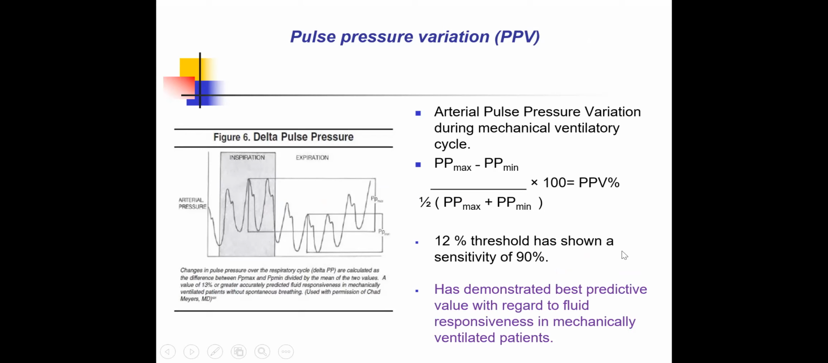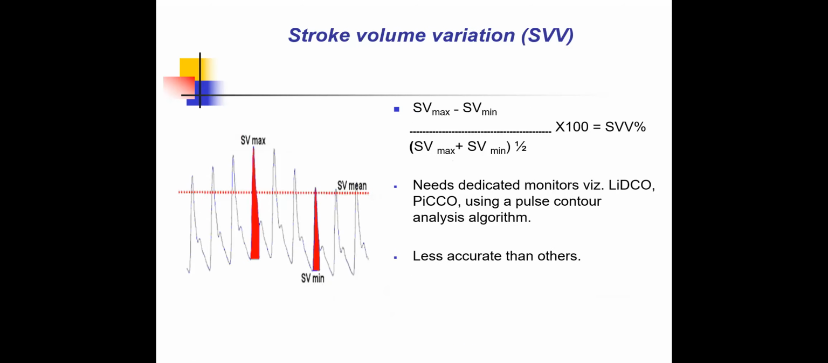12% is the threshold. It has shown a sensitivity of 90%. It has demonstrated the best predictive value with regard to fluid responsiveness in mechanically ventilated patients. Just like delta down, PPV is also considered the best hemodynamic monitor.